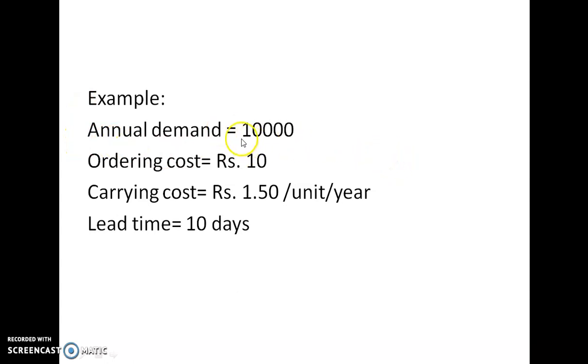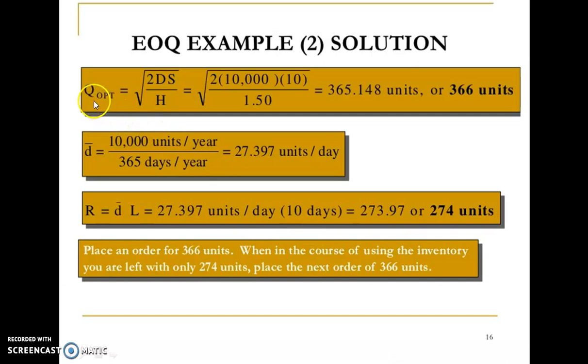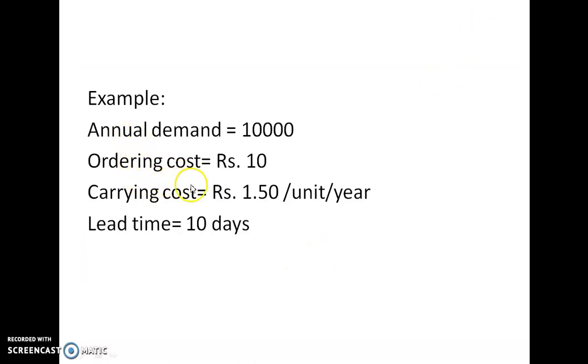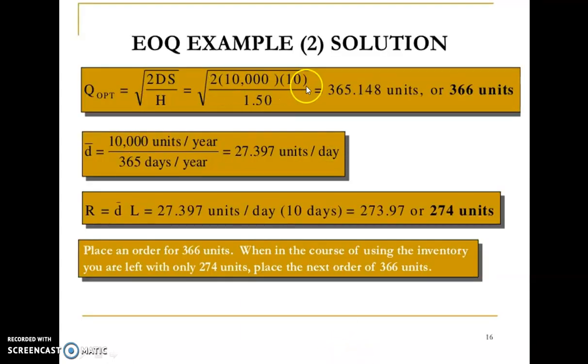Annual demand R equals 10,000 units. Ordering cost is rupees 10. Carrying cost is rupees 1.5 per unit per year. Lead time is 10 days. So the economic order quantity is the square root of 2C3R by C1. So 2 into C3, which is 10, into R, 10,000, divided by 1.50. The square root is equal to 366 units.